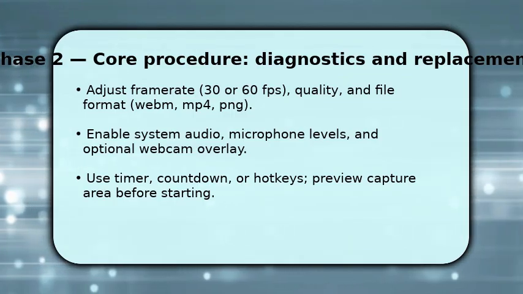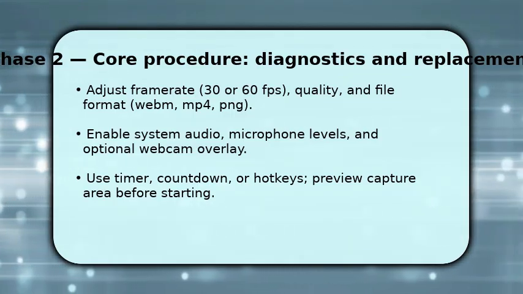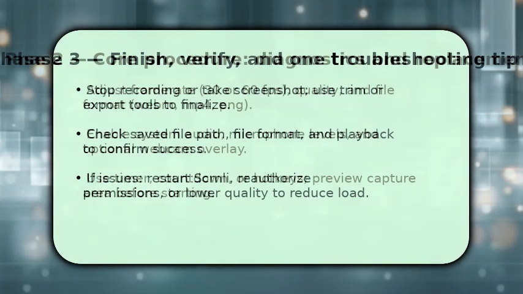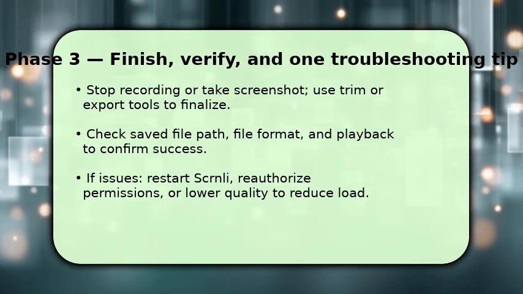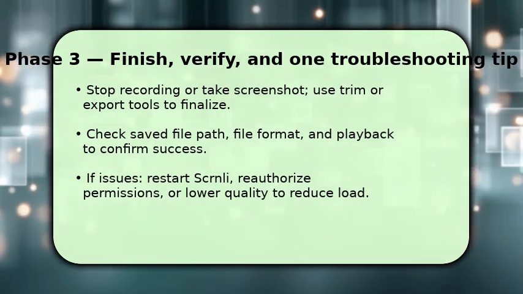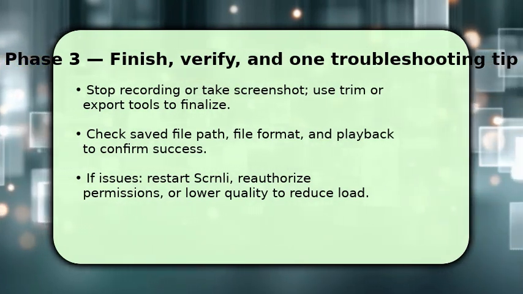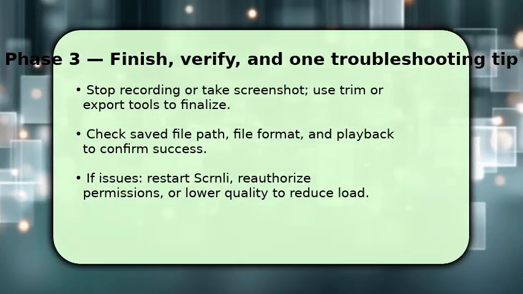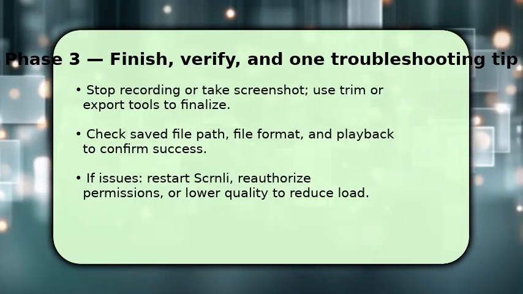Before hitting record, preview the capture area and run a short test clip to confirm levels and framing. This saves rework. When you stop, Scrnli saves the file to your chosen folder. Use built-in trim or export to remove dead space and choose final format. Play the file to verify audio sync and visual fidelity, and rename or move it for sharing.